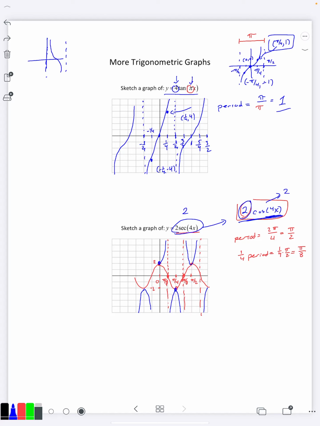Hopefully this isn't too bad. These functions we don't really graph by hand too often, so I wouldn't worry too much about them, but it is something you should know how to do.